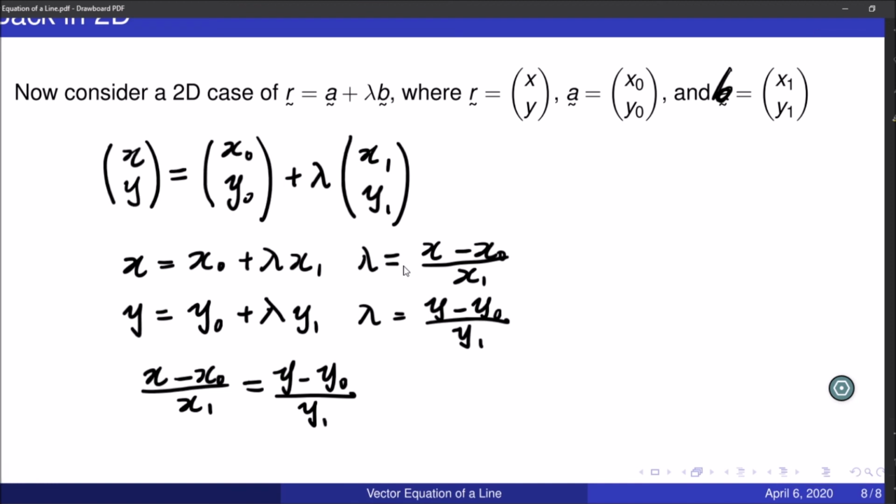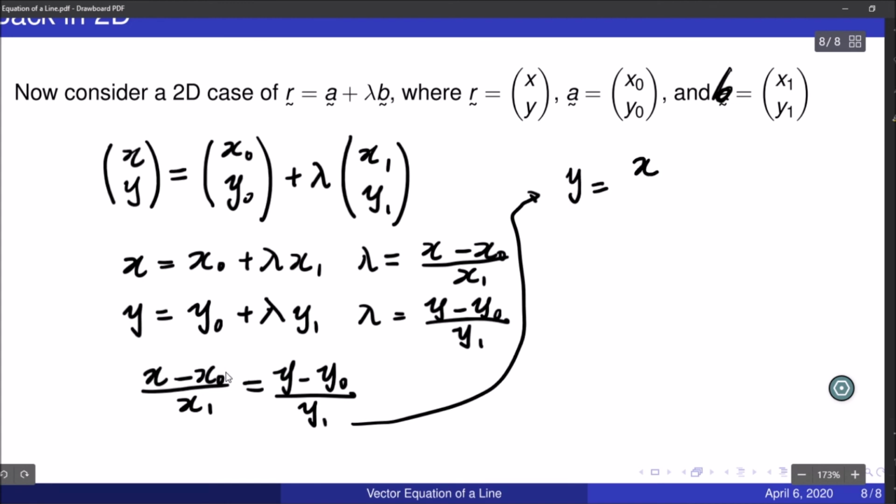All right, how does this help us? Now we can rearrange this equation to have y as the subject. Then what we can end up with is a Cartesian expression of a straight line. So let's do it out. So multiply both sides by y1 and then plus y0. So y should equal x minus x0 over x1, everything is multiplied by y1 and then plus y0. Okay, so let's do some algebraic magic.